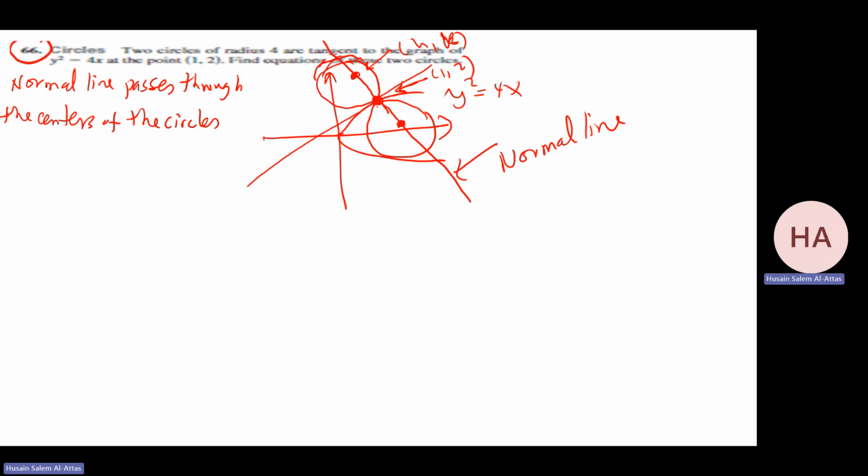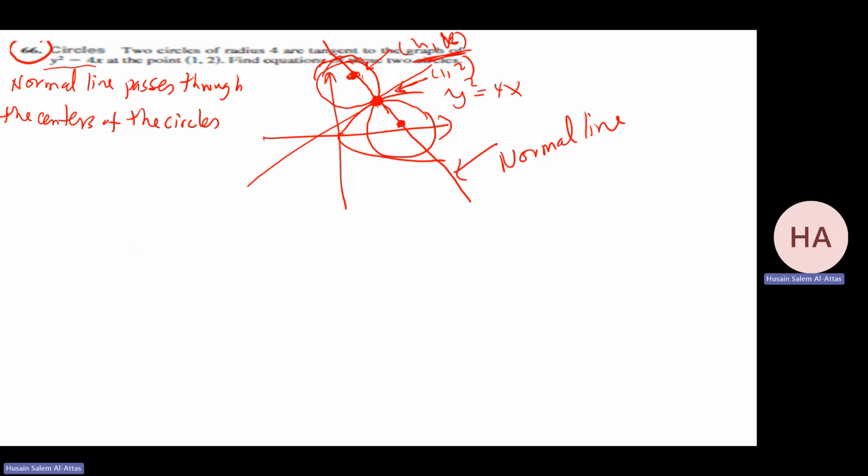Not only that, let us consider this. Take this point H and K, and the point 1 and 2. The normal line passes through these 2 points. So I'll find the slope of the normal line in 2 ways to find H. I will find it through the derivative.